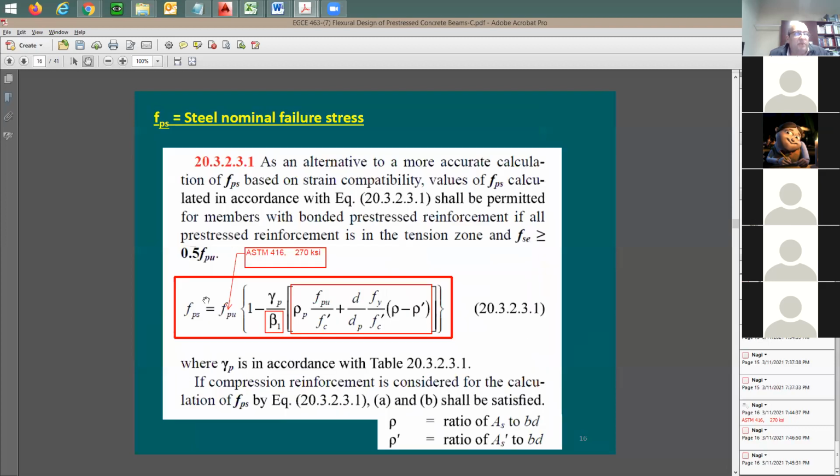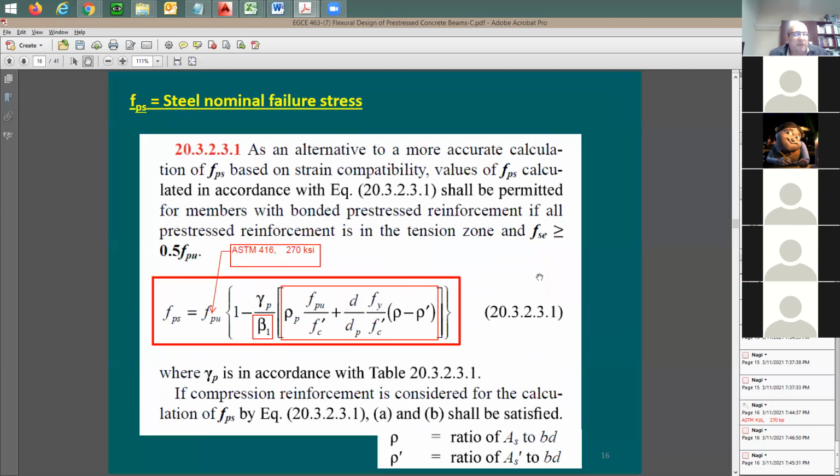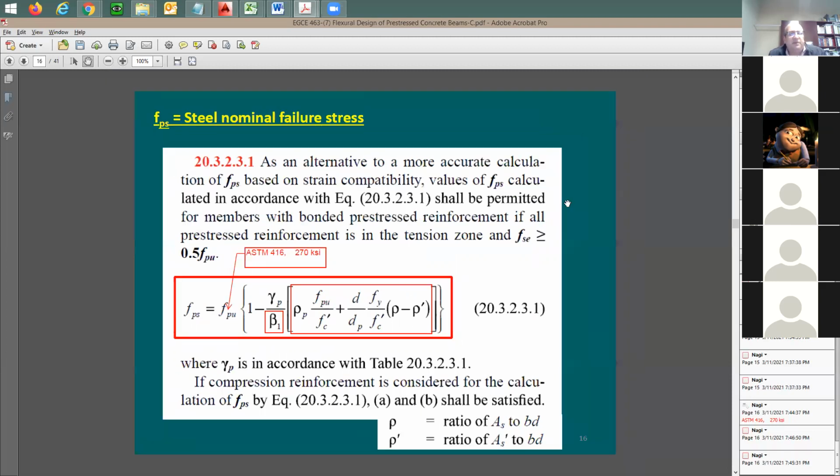Now I need to go back here to this equation. This is going to be 0.4 and this could be 0.8, 0.75, depending on the strength, and this is based on the properties of the beam. So okay, good. It seems now I should be able to solve for this FPS as a fraction of FPU.